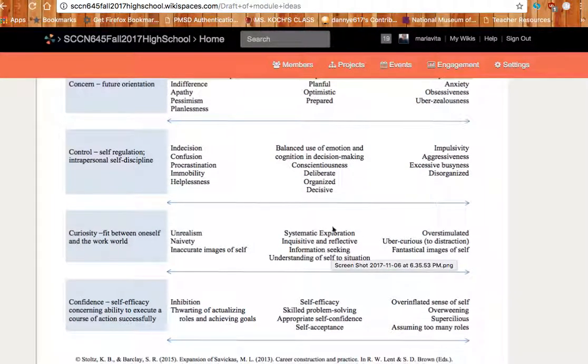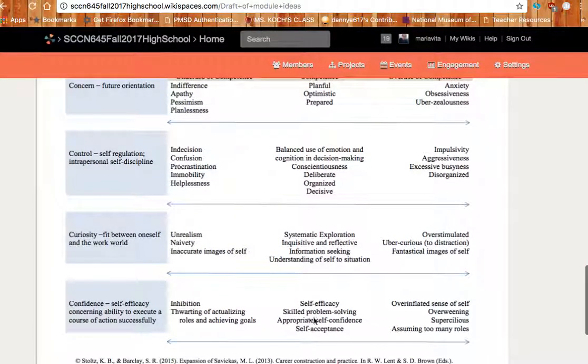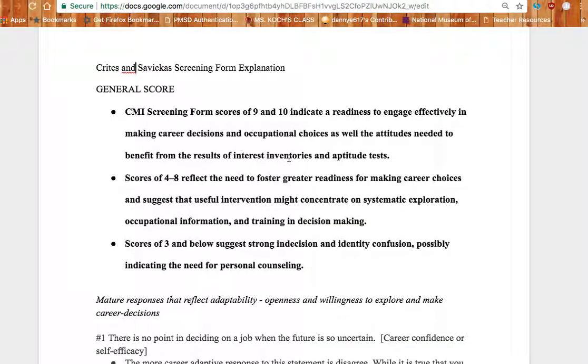In terms of curiosity, they have systematically explored different things about the world of work, but also about self-awareness, and they like to seek information regarding not only themselves but also the world of work and how the two fit. And people with career adaptability also tend to have confidence, or the belief in their own ability to succeed, self-efficacy. A person who scored 9 or 10 on this tends to have all of those things.